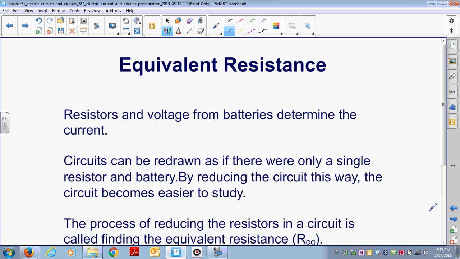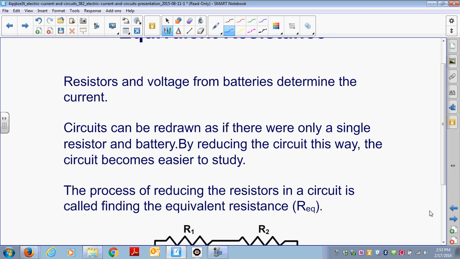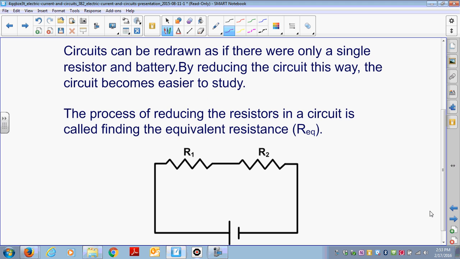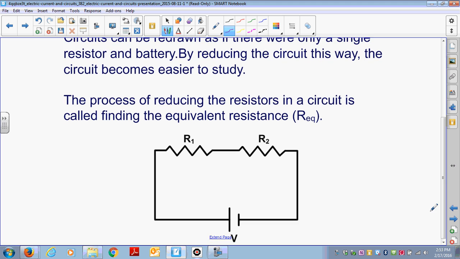Let's talk about equivalent resistance. Resistors and voltage from batteries determine the current. Circuits can be redrawn as if they were only a single resistor and battery. By reducing the circuit this way, the circuit becomes easier to study. The process of reducing the resistors in a circuit is called finding the equivalent resistance. So in other words, we would take this circuit of 2 resistors and reduce it down to 1. That 1 resistor would be called the equivalent resistor.